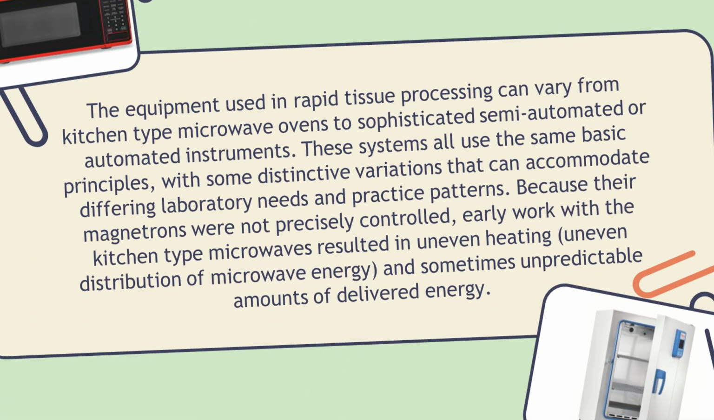The equipment used in rapid tissue processing can vary from kitchen-type microwave ovens to sophisticated semi-automated or automated instruments. These systems all use the same basic principles with some distinctive variations that can accommodate different laboratory needs and practice patterns. Because their magnetrons were not precisely controlled, early work with the kitchen-type microwaves resulted in uneven heating and sometimes unpredictable amount of delivered energy.